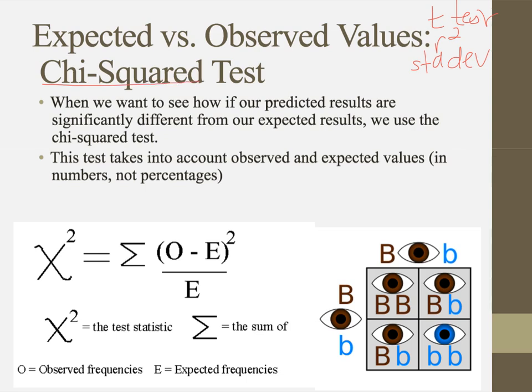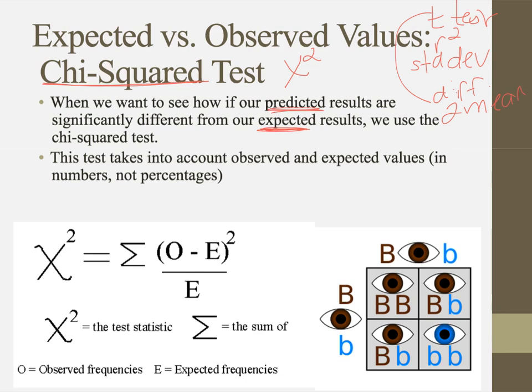Instead of seeing it spelled out like this, sometimes you may also see it like this, a capital X squared, or a chi squared. And the chi-squared test is used when we want to see if our predicted results significantly differ from what we expected. Just to contrast that with our t-test, remember the t-test is the difference in two means that you measure.